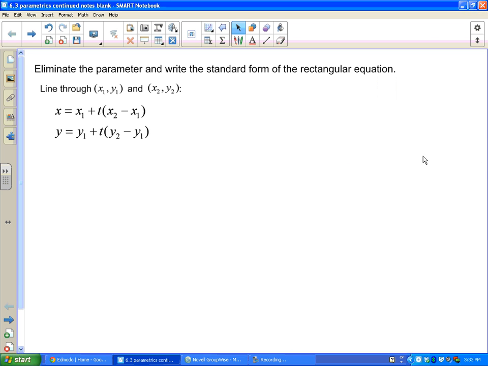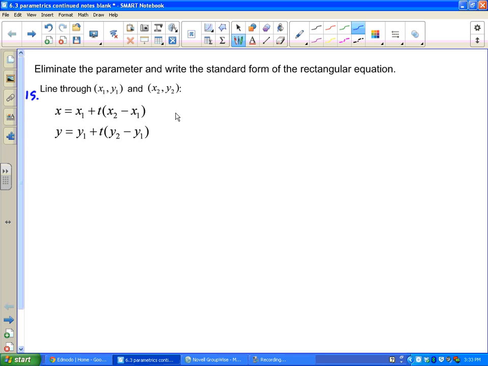Okay, we're going to talk a little bit more about eliminating parameters. So this problem is actually number 15 on the worksheet that we've been doing, so that you don't write it down, not on that worksheet. It says eliminate the parameter and write the standard form of the rectangular equation. And then it says the line through (x1, y1) and (x2, y2). And then it gives us these two parametric equations.